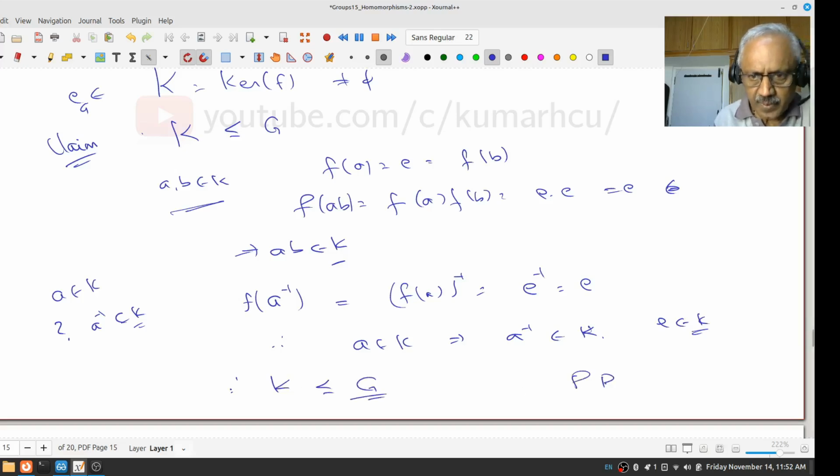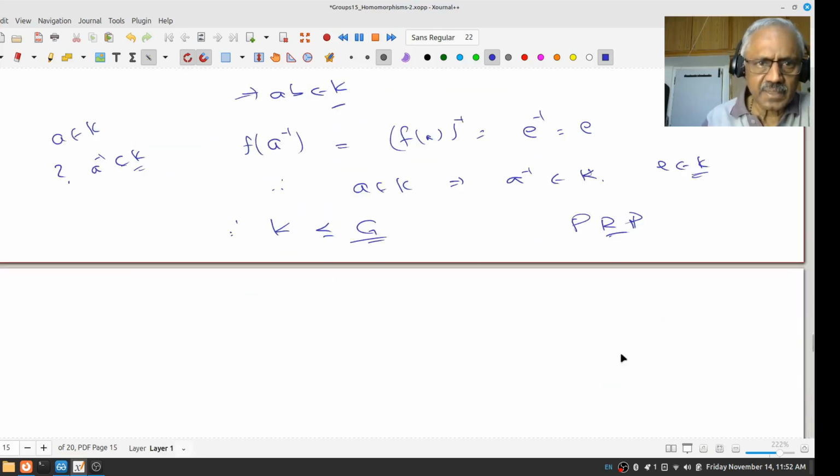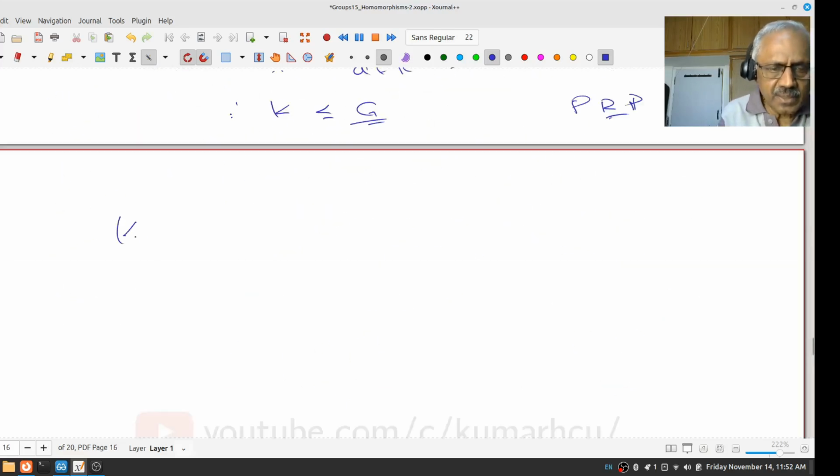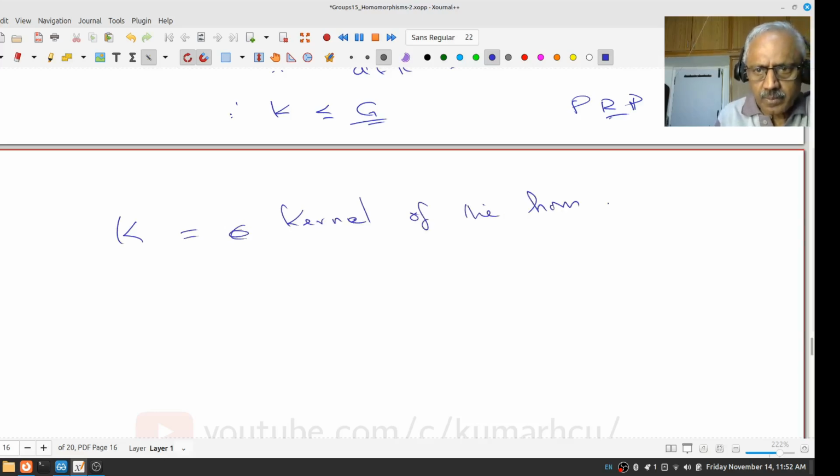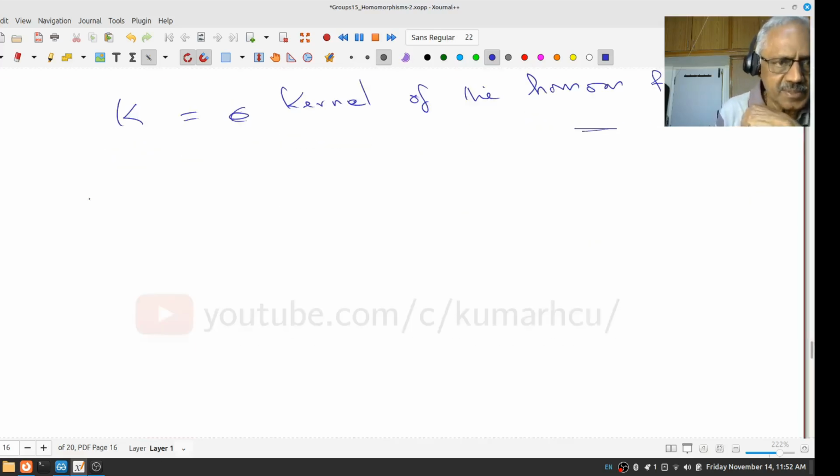Okay, pause, review, proceed. This is called the kernel. K is called the kernel of the homomorphism from G to H. So what I proved earlier can be summed up as a result.